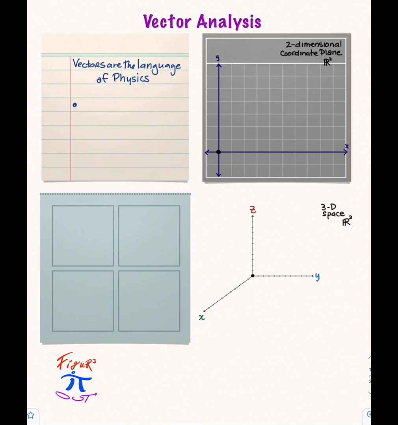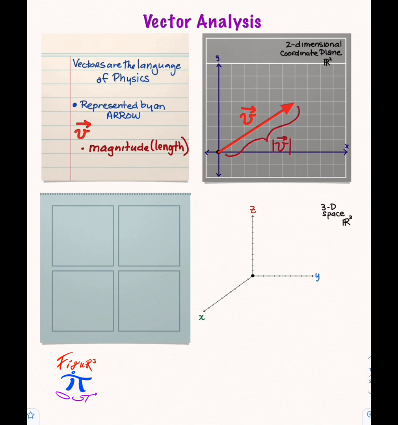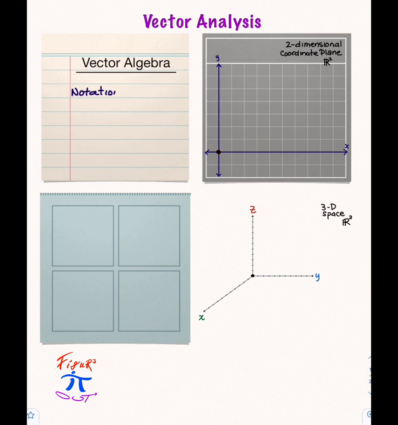Vectors are the language of physics. Represented by an arrow, the vector v has a magnitude, or a length, and a direction given by an angle theta. Notationally, a vector may be written with an arrow over it or in a boldface capital letter.